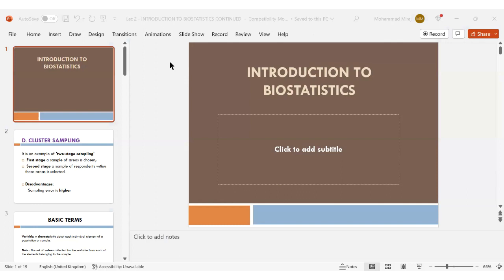In our classes, we will be talking about different research methods. We will be covering biostatistics in terms of sampling, different types of sampling. We will be talking about measures of central tendency, mean, median, mode, measures of dispersion, standard deviation. Then we will be talking about inferential statistics, correlation, and regression. So these are all the topics I'm going to take.